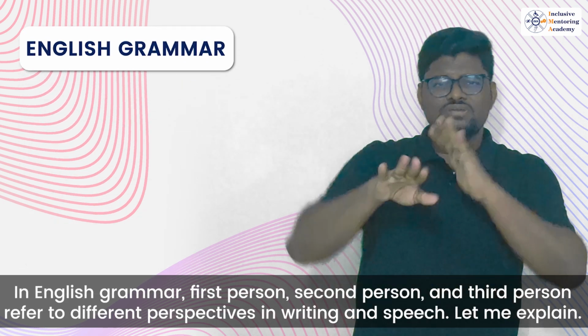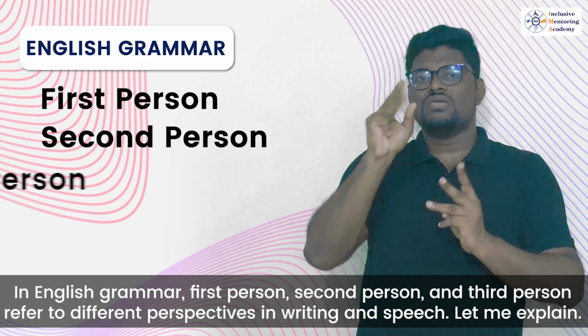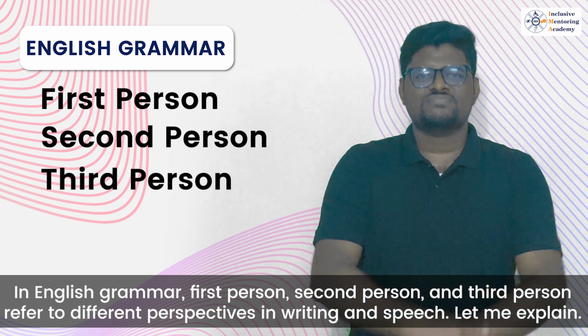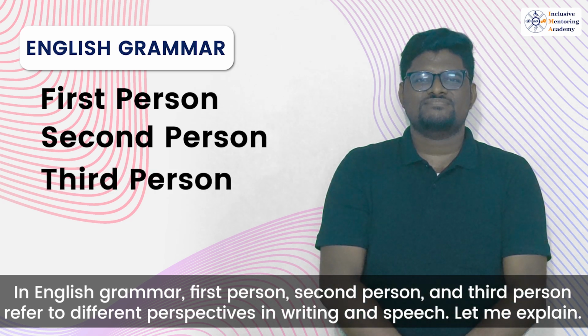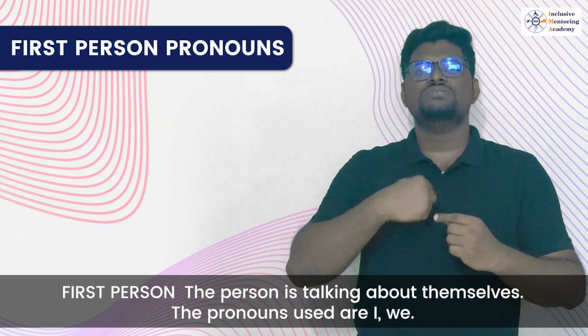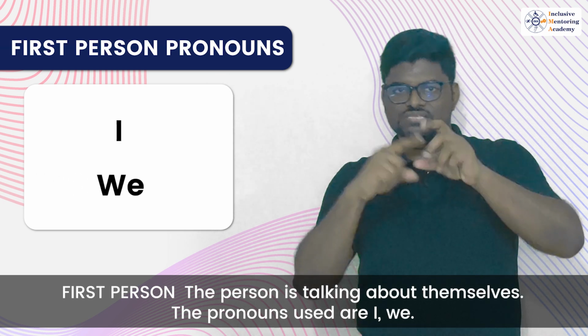In English grammar, first person, second person, and third person refer to different perspectives in writing and speech. Let me explain. First person. The person is talking about themselves. The pronouns used are I, we.